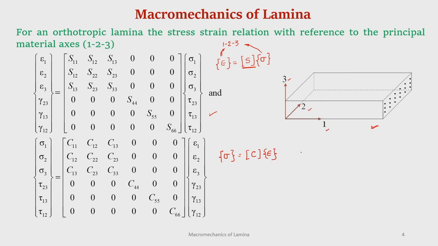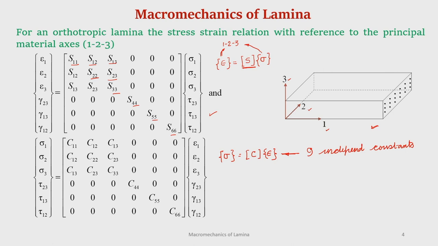And we can see that this is symmetric. Therefore, we need actually 9 independent elastic constants. So this is for any three-dimensional orthotropic body.